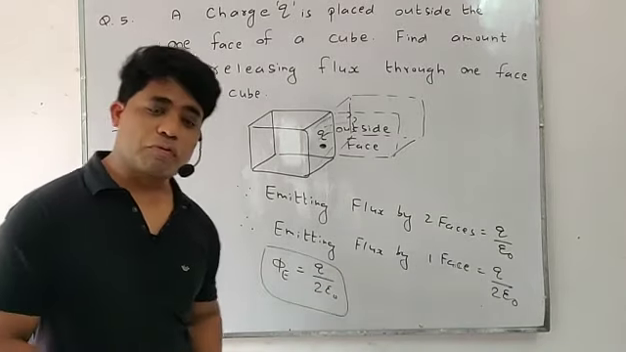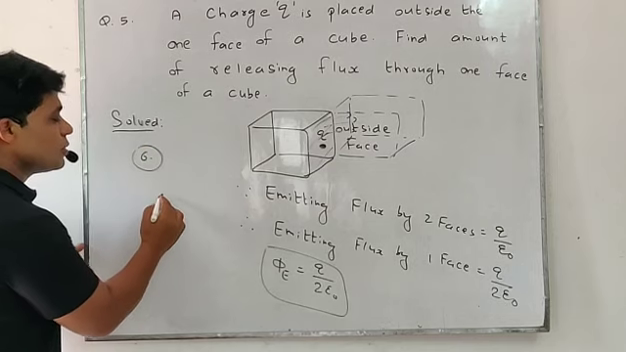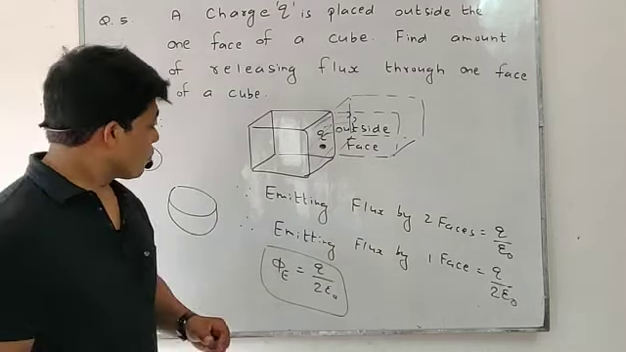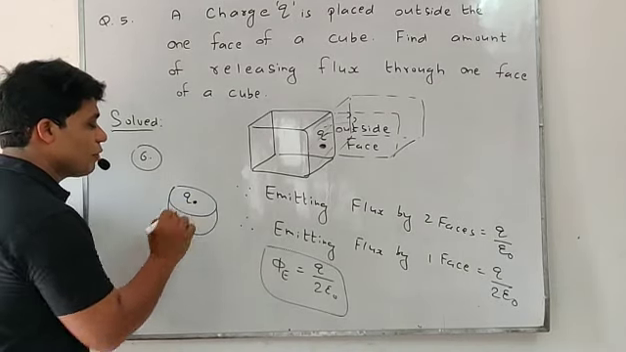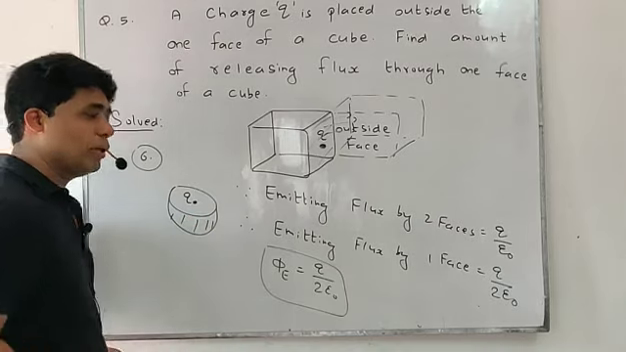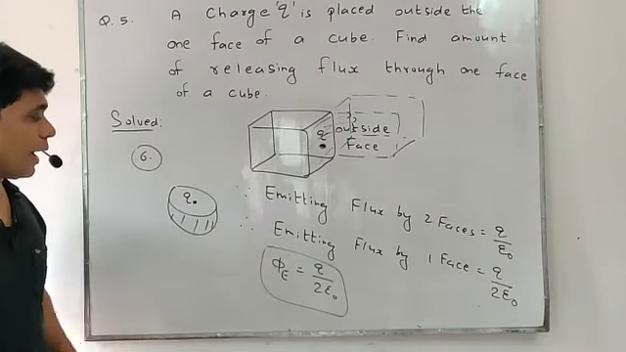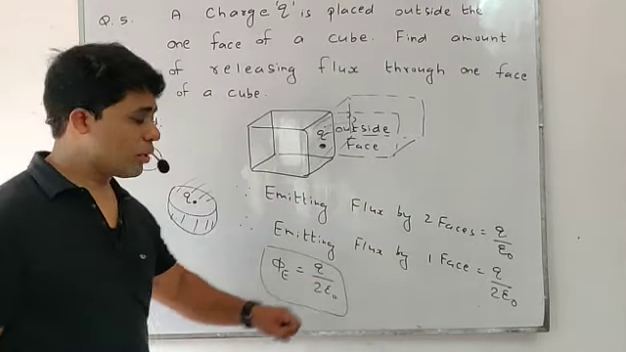Okay, this is question number 5. Same as this, I'm going to explain question number 6. Suppose you are given a hemisphere like this, and a charge placed on one face of the hemisphere. He is asking to find the amount of releasing flux, same as this.